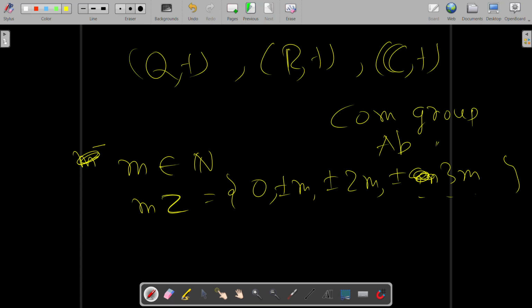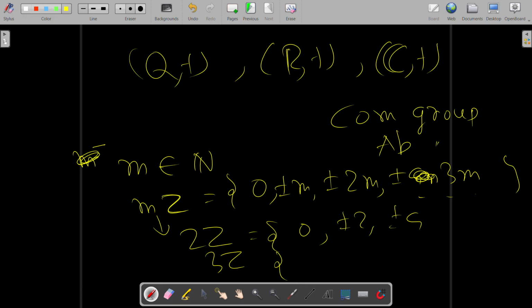Some examples of these groups are like 2Z, the set of all multiples of 2 that are integers, and 3Z, the set of all multiples of 3 that are integers. This set will be like 0, plus minus 2, plus minus 4. So all multiples of 2 which are integers are coming, and all multiples of 3 which are integers are coming in these sets.